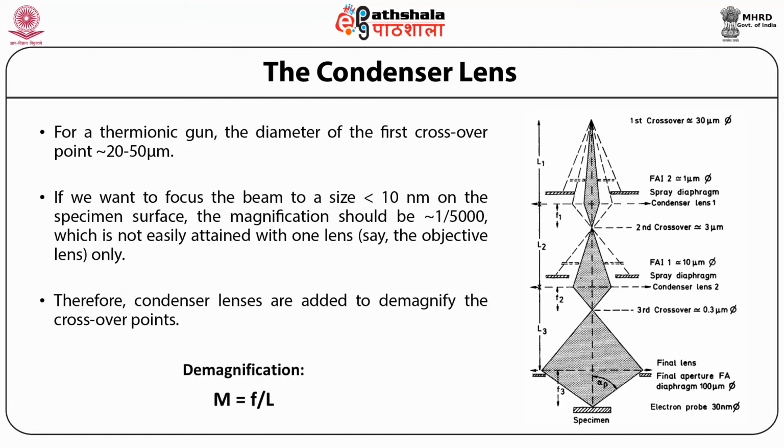Therefore, condenser lenses are added to demagnify the crossover points, and this demagnification is equal to M equals F by L, where F is the distance between the crossover point and the condenser lens, and L is the distance between the two condenser lenses.